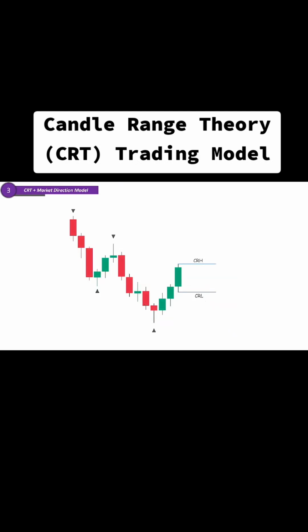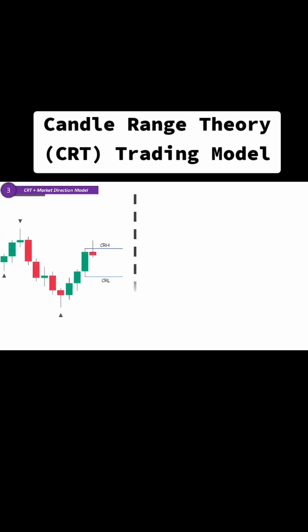But this time, we only focus on bullish candles within the correction. Just like before, we mark the high and low of each bullish candle and wait to see how the next candle behaves. If the next one breaks and closes above the range, the setup is not valid. But if it sweeps above and then closes back inside the range, we have a valid CRT signal in line with the bearish trend. To improve the entry, we zoom into a lower time frame and wait for a fair value gap to form right after the sweep.